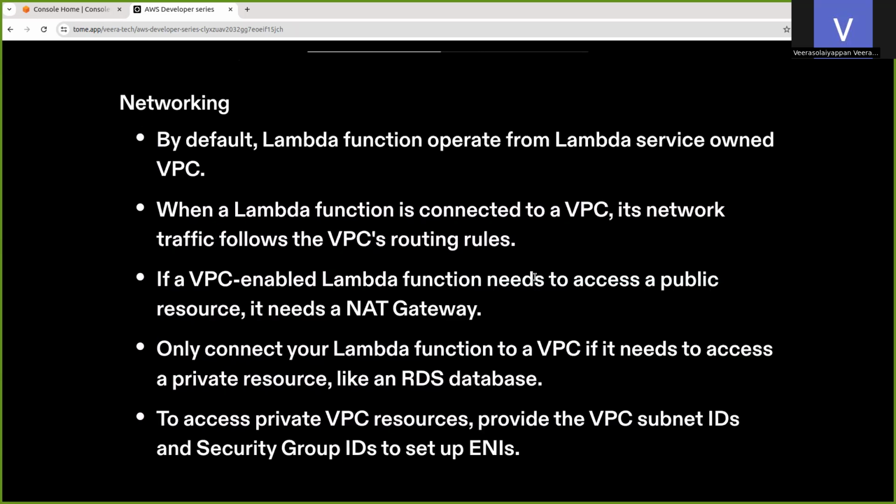Now let's talk about the networking part. By default, Lambda has public access. It has a VPC, but it's an inbuilt VPC managed by AWS. Otherwise, if you want to integrate your Lambda with your customized private VPC, so that it is not publicly accessible and accesses only the private resources, there are some other things we have to do.